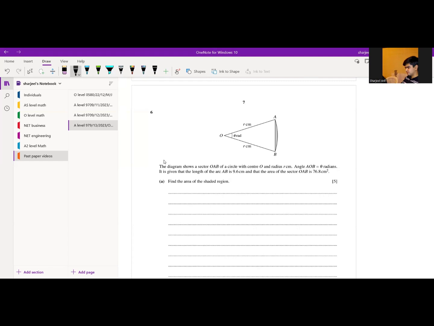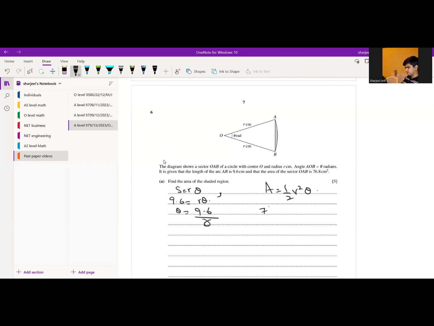It is given that the length of the arc AB is 9.6 centimeters and that the area of the sector is 76.8. So we have s equals r theta for arc length and A equals 1/2 r squared theta for area. We can substitute the values here: 9.6 equals r theta, and theta will be equal to 9.6 over r.